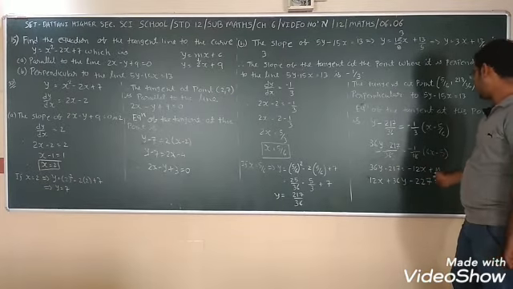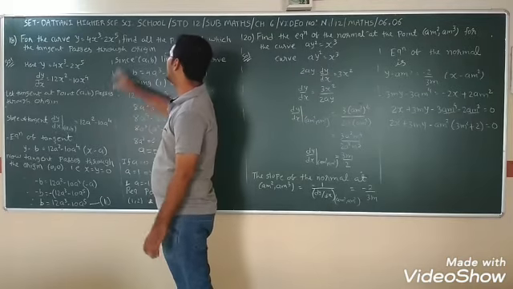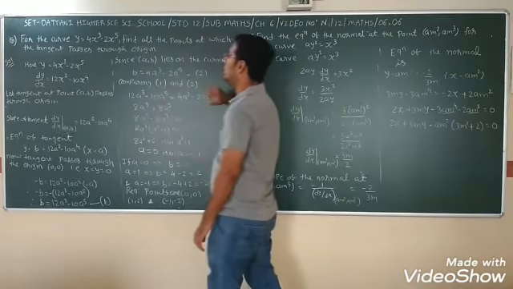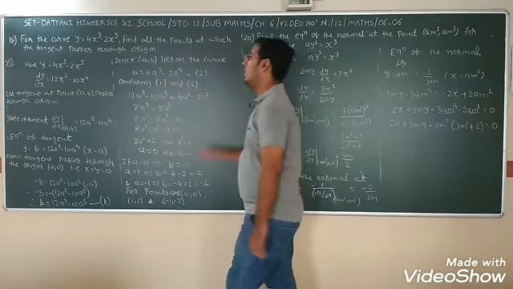Sum number 18. For the curve y = 4x cube minus 2x raised to 5, find all the points at which the tangent passes through the origin. So here y is equal to 4x cube minus 2x raised to 5. We take the derivative with respect to x. So we get 12x square minus 10x raised to 4.